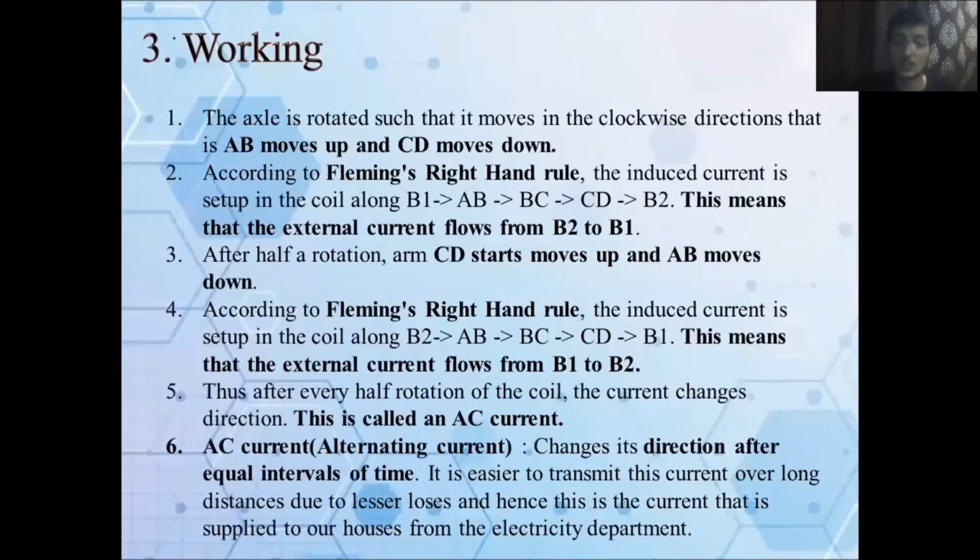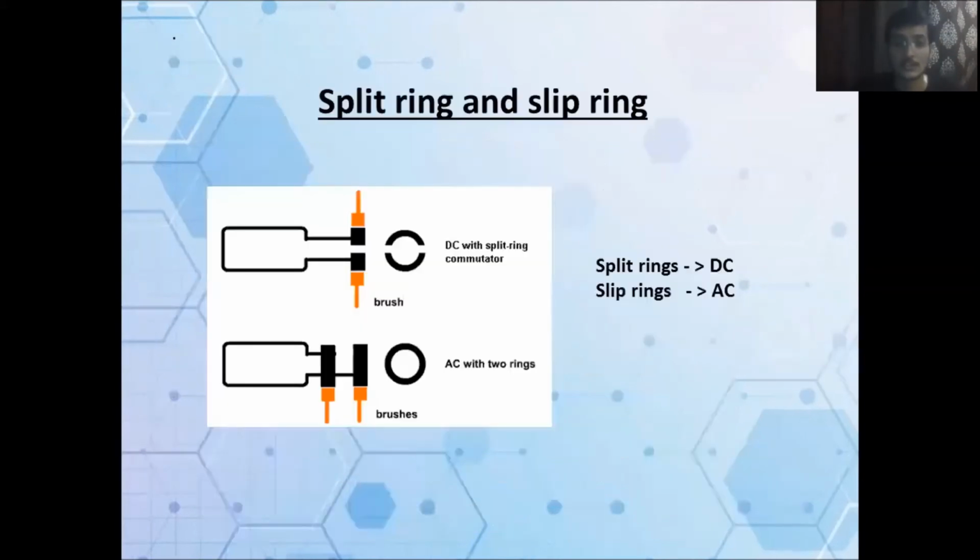Here I have written the working of how the AC generator works. You can go through it. And then we will talk about where we have to use split rings and where we have to use slip rings. See, the split ring concept is used with DC current, and if the current is AC, then we use slip rings. So slip rings mean AC current and split rings mean DC current. Whether it's an AC generator or a DC generator, AC motor or a DC motor, if it is an AC motor, then we use slip rings. If it is a DC motor, we use split rings. The split rings are disjointed rings and the slip rings are complete rings.